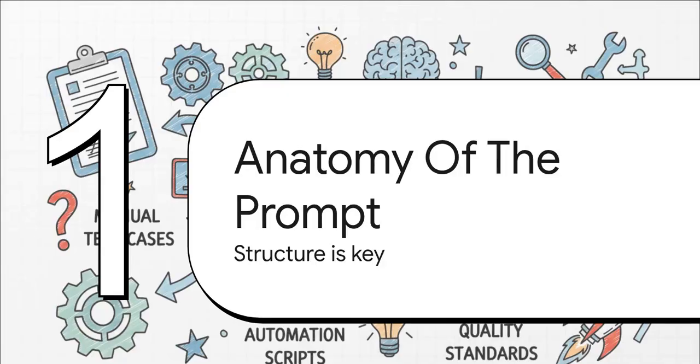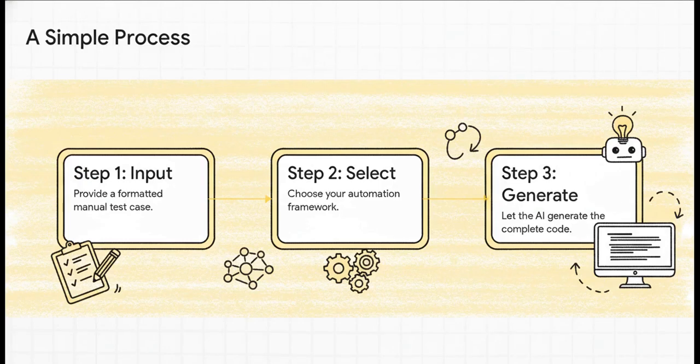So, how does it actually work? I mean, what's the magic here? Well, the magic is all in the structure. The prompt is broken down into these really specific sections that guide the AI, leaving absolutely no room for error or weird interpretations. Let's take a look at the key parts. And from the user's perspective, the process is just incredibly simple. You just give it your test case, you pick your framework, like Selenium or Playwright, and then you tell it to generate the code. That's it.